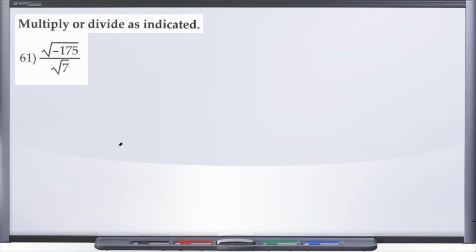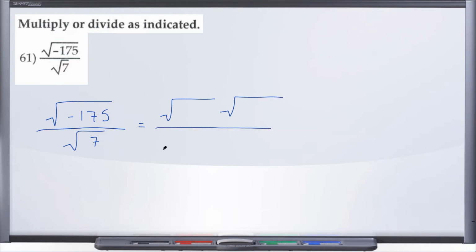All right, so 61, multiply or divide as indicated. And we've been given negative radical 175 over radical 7. All right, let's go ahead and break this down into good stuff, bad stuff. So here we're going to have good stuff, bad stuff, over good stuff, bad stuff.